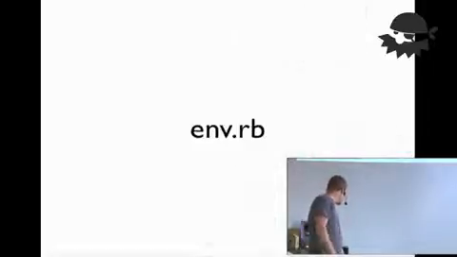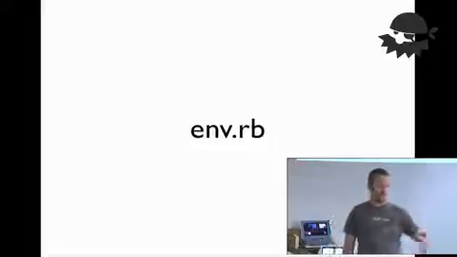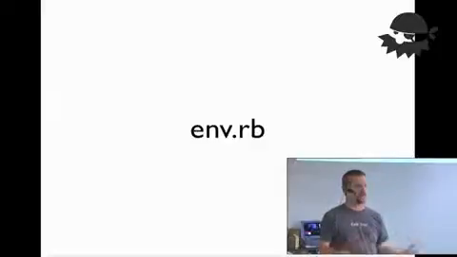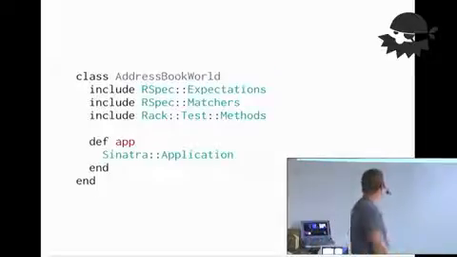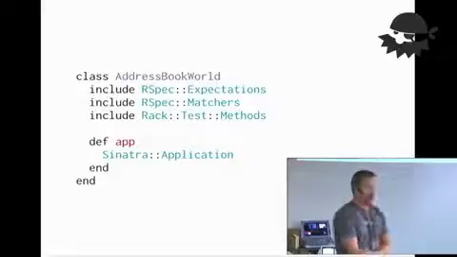But so in the case of Sinatra, essentially we install Cucumber, and then we have this env.rb. There's a project called Cucumber Sinatra that you can use that just has a little simple generator that will generate the basic files. And then inside of that env.rb, we need to include rack test methods in our world.